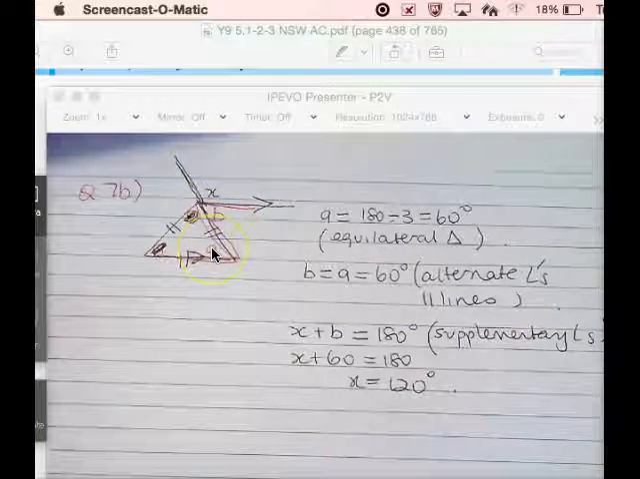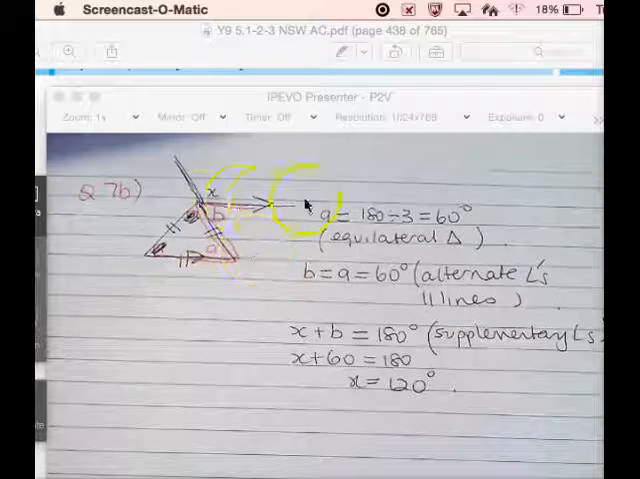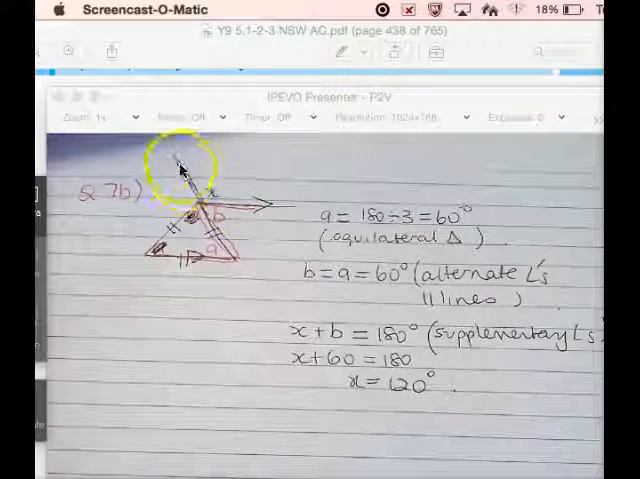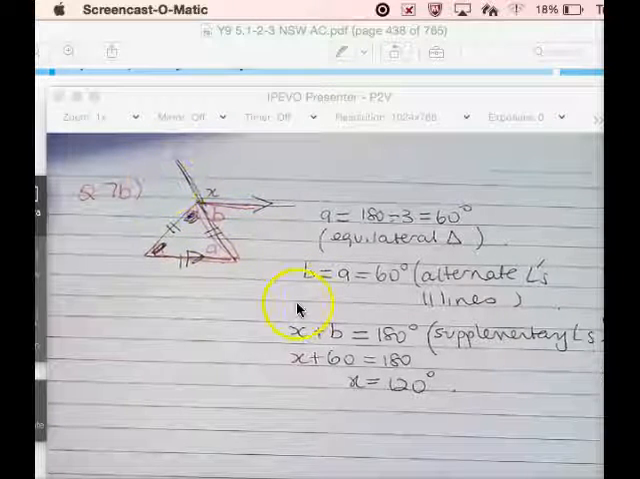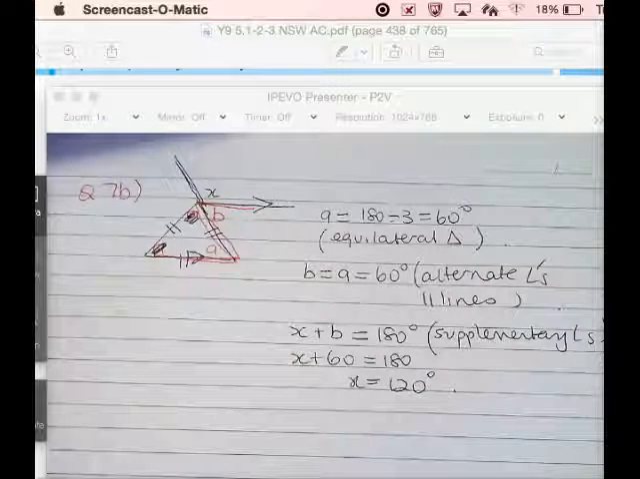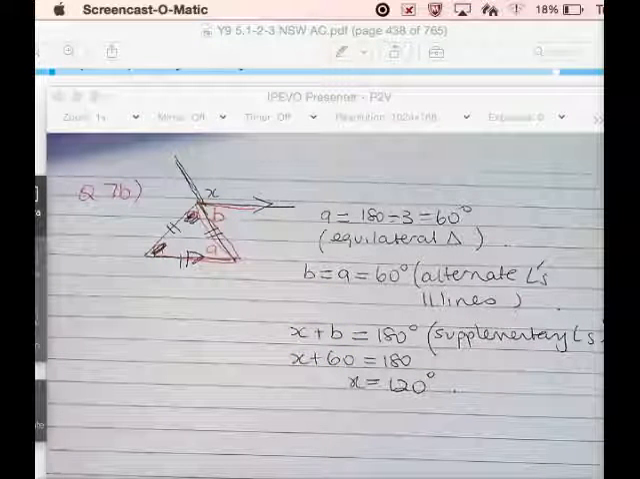So girls, 3 reasons. A is 60 because it's an equilateral triangle. Then we've got the backward Z for alternate for B. And then X plus B make up a straight line. I wouldn't do exterior angle.